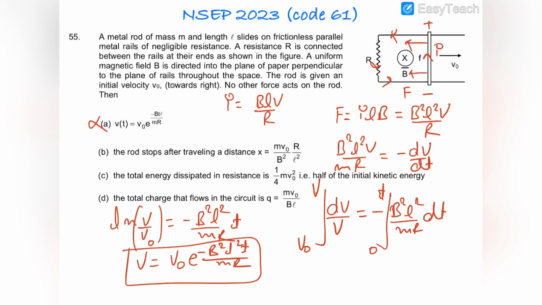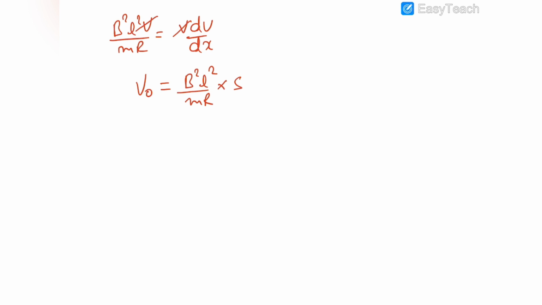And option B, that rod stops after traveling a distance of x. So to check this option, we can easily see that F is also equal to m a, m v dv by dx. So F is B square L square v by MR, and a will be v dv by dx. So you can see that by integrating this equation, v will be equal to B square L square by MR times s, where s is the distance traveled by the rod before coming to rest. So s will be equal to v0 MR by B square L square.